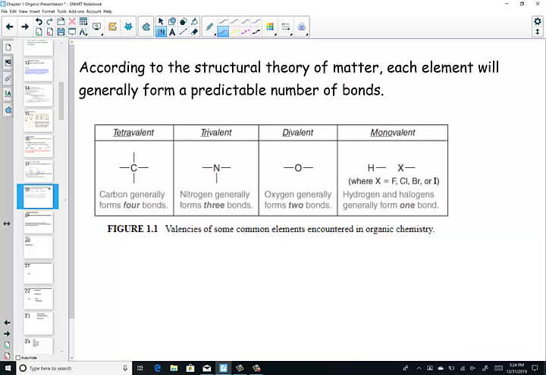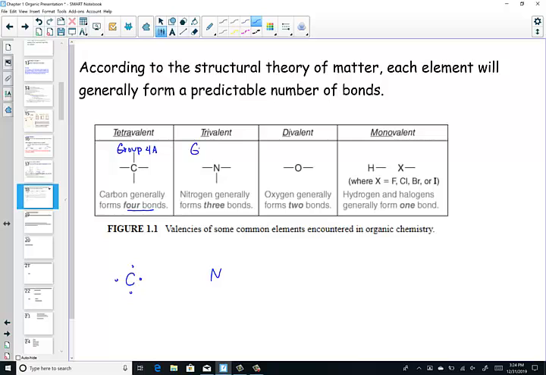And according to this theory of matter, we can predict how many bonds an element will have just based on its location on the periodic table. Remember that carbon is in group 4A. Group 4A tells me that it has 4 valence electrons. Therefore, we can see carbon very readily can form up to 4 bonds to complete its octet.